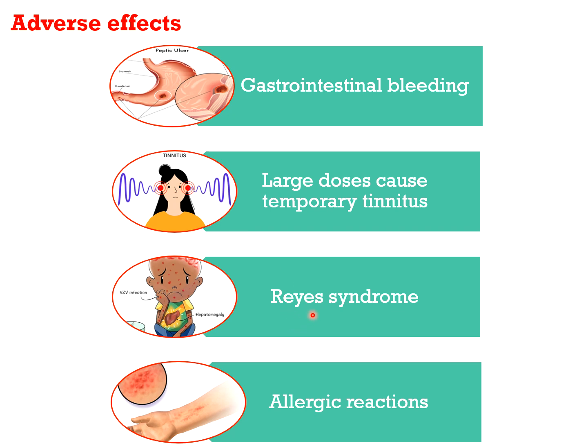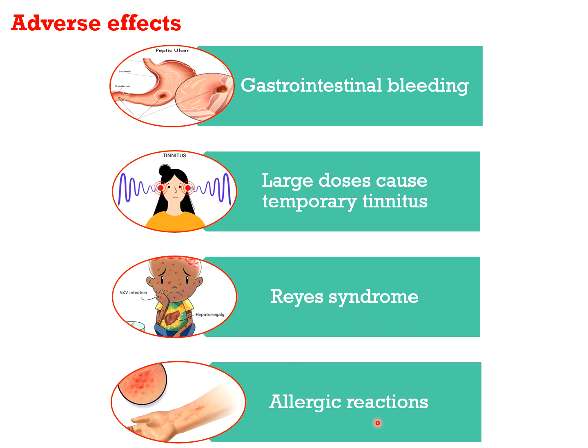The next side effect is Reye's syndrome. Reye's syndrome is a very rare and life-threatening condition. Usually it occurs in children. Usually children who have a viral infection or chickenpox, in that condition, if we administer aspirin, it may cause swelling of the brain and liver. That condition we call Reye's syndrome.